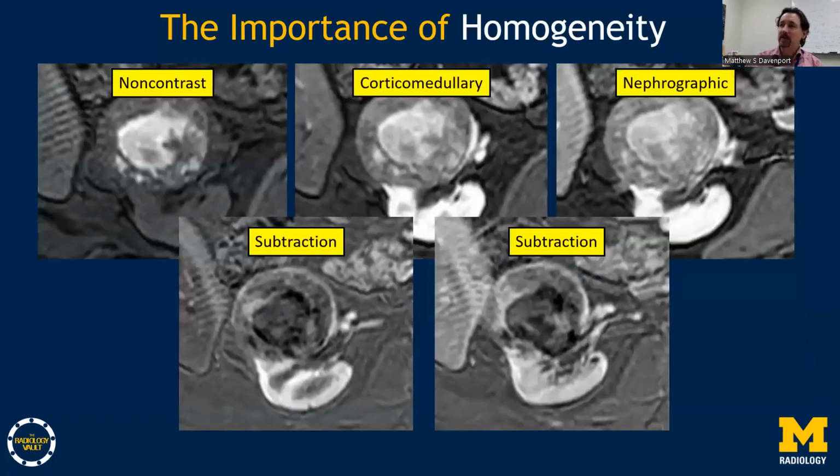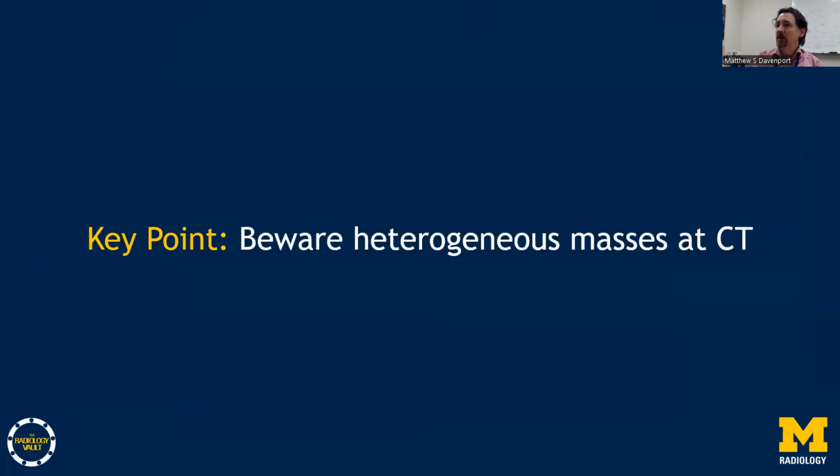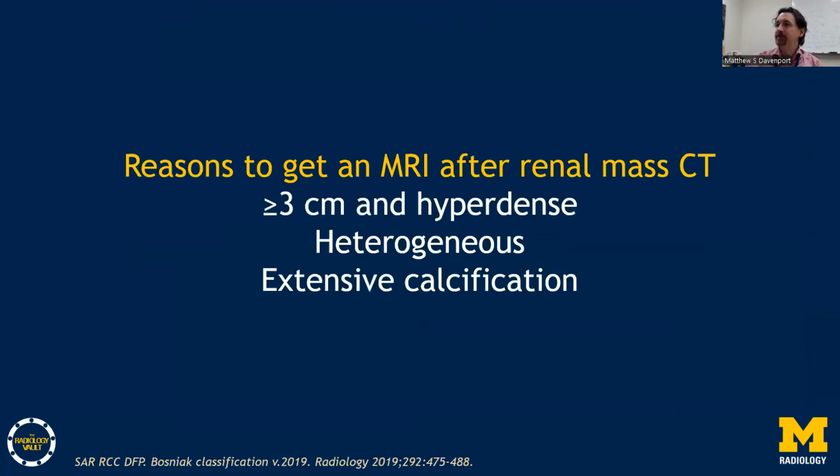And you can see this is the same mass here. Looks like it's got a lot of blood in the center, some solid enhancement along the wall. This is a pretty nasty mass, and this is not something we'd want to ignore. So be careful. If you see something heterogeneous at CT, don't rely on non-enhancement. Push that over to MRI.